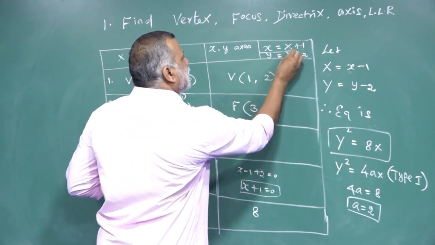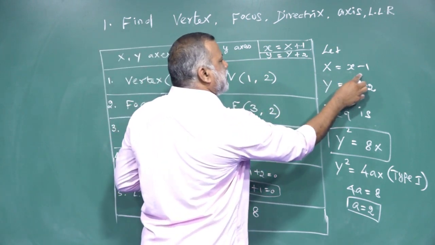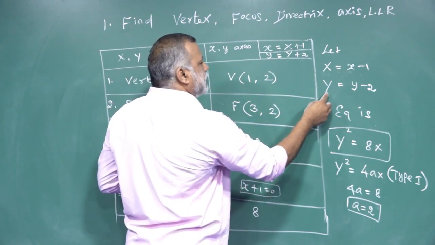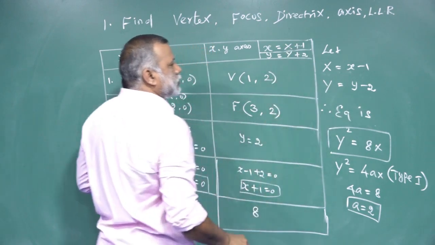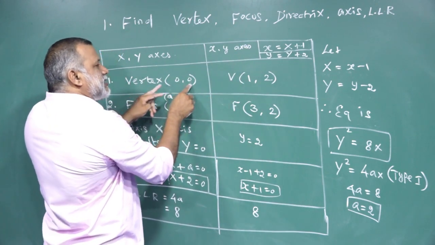See this. Small x equals capital X plus 1. How are we getting it? Capital X equals x minus 1. Convert this one. Therefore, small x equals capital X plus 1. In the same way, small y equals capital Y plus 2. Convert every result into this form. This is capital X, this is capital Y.